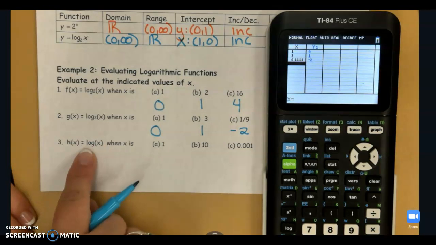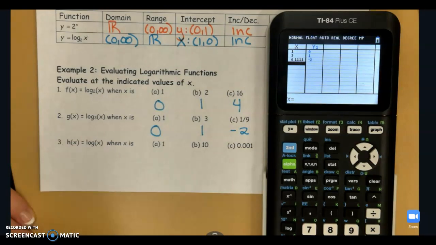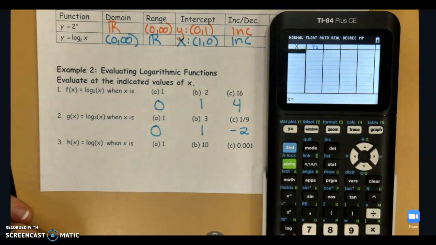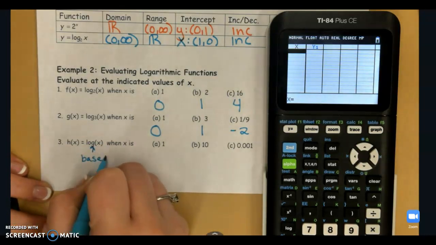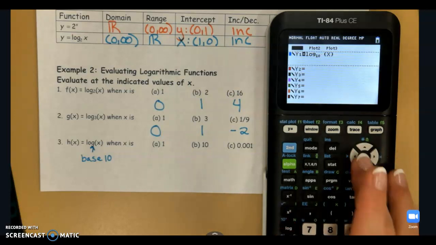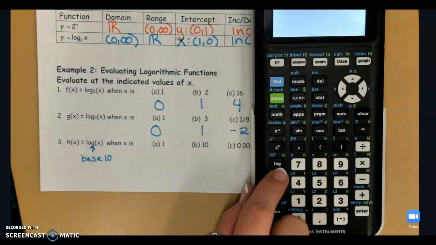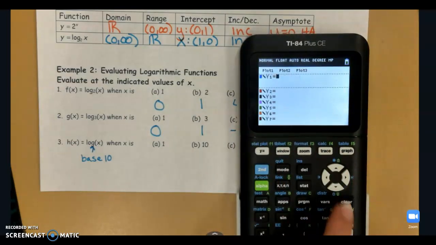I don't have a base here. So think in your head, what do you think that base is going to be? If there's no base written, what can we assume that base is? When there's no base written, we're assuming that the base is 10. So you have two options here. In your y equals menu, you can change this 3 to be a 10, or you can use your log button that's on the home page of your calculator. This log button is log 10. So I'm going to change this to be log of x.